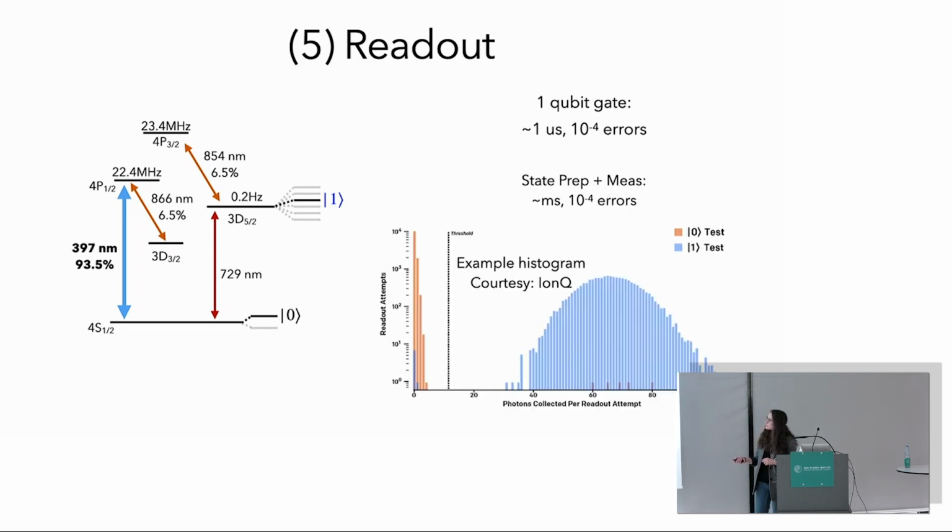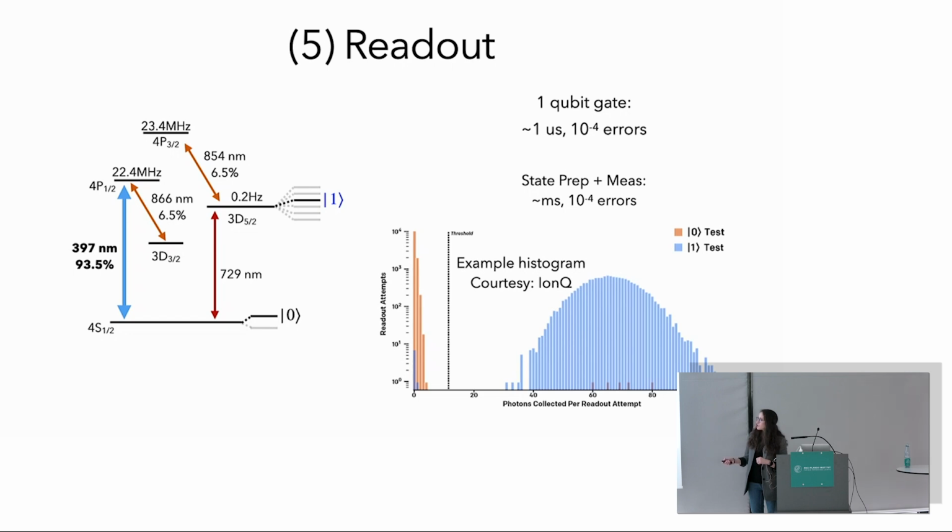We read out with the same transition that we cool. So we scatter photons off of this dipole transition, and we will only scatter photons if we're in the 0 state. And if we're in the 1 state, we won't scatter any photons. So we call this our bright state and our dark state.